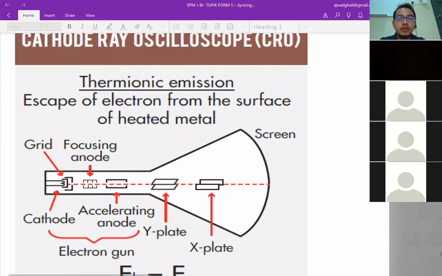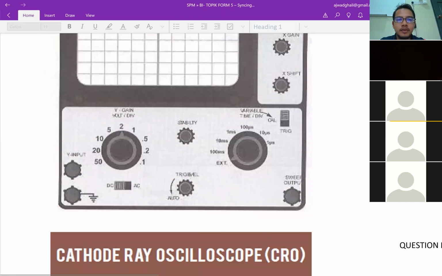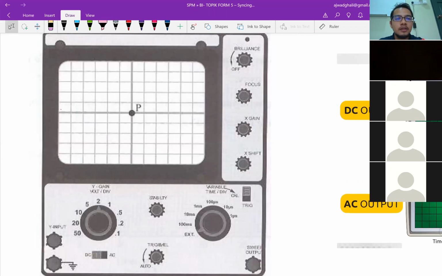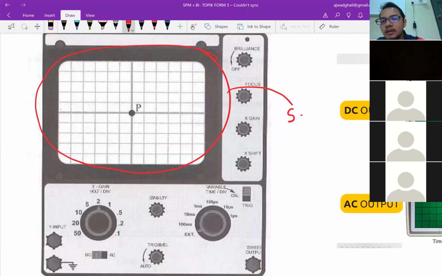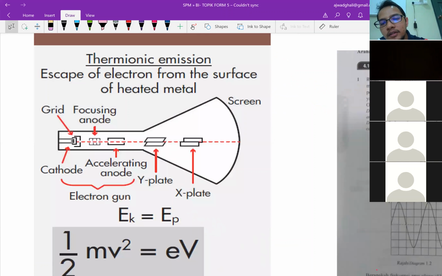Okay, so to understand cathode ray oscilloscope, this is the device. You have this in your lab. Maybe similar, maybe not similar to this, but it has the same function. Okay, so this is the screen. So in CRO, what you learn is, this is the screen. So it's like you're watching these devices from the side.